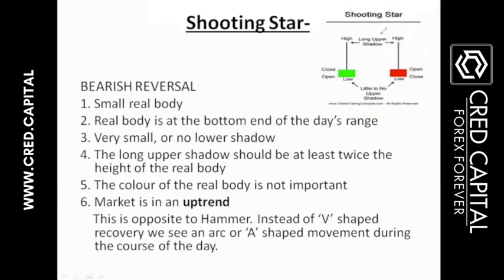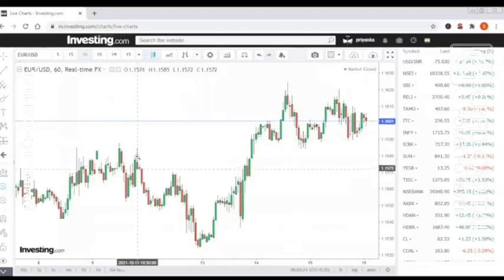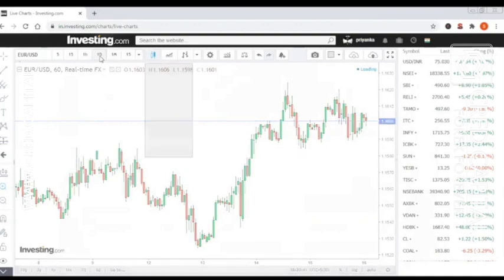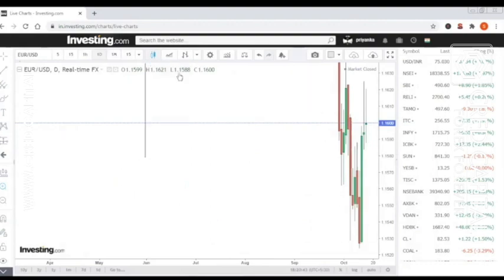Let's look again in the market. Look, this one is a shooting star. This one is actually a bigger part. Let me take you to the daily frame.